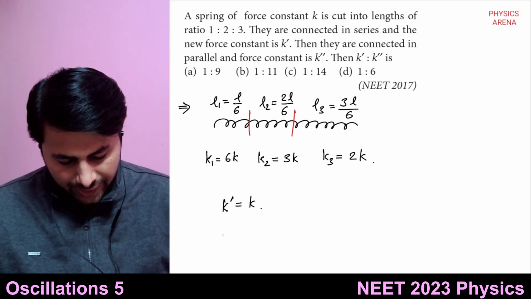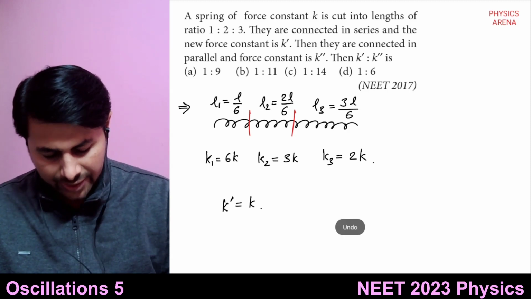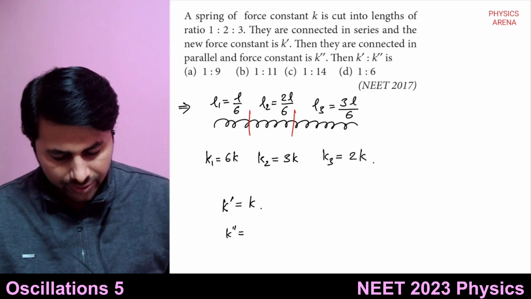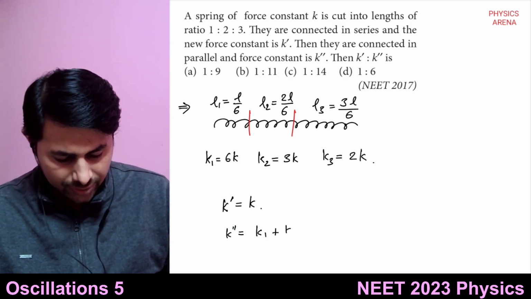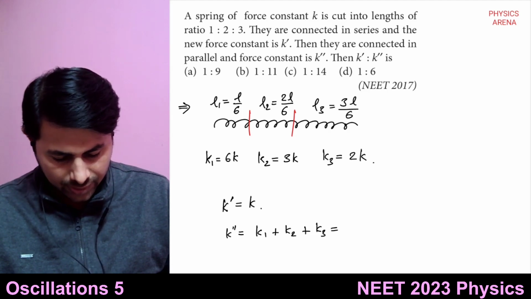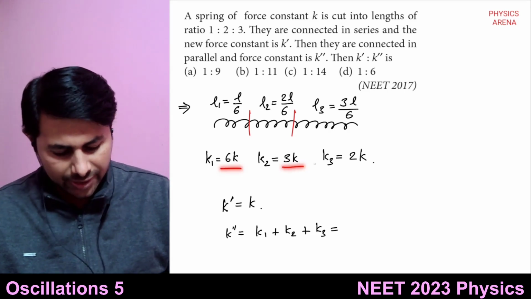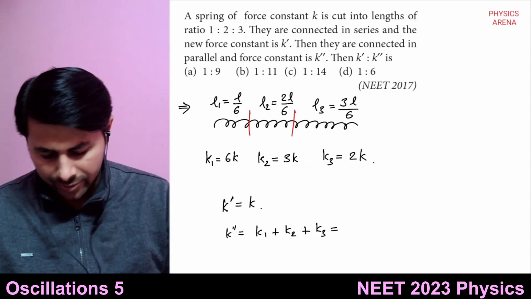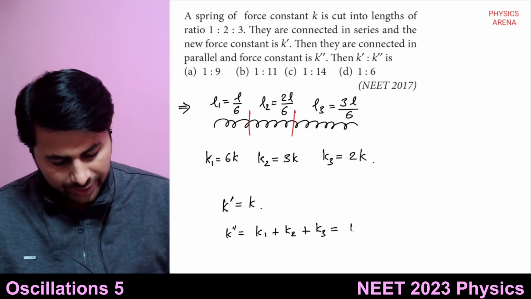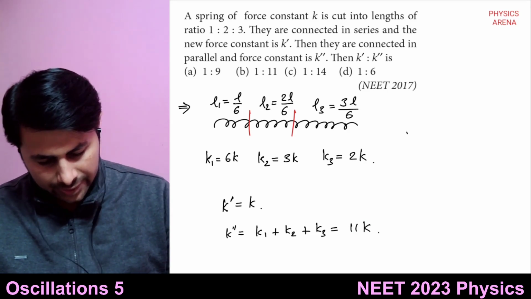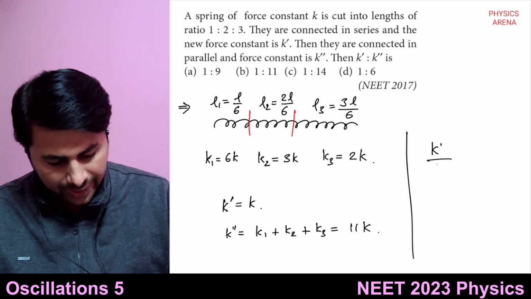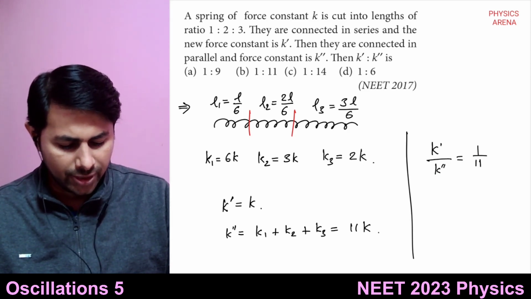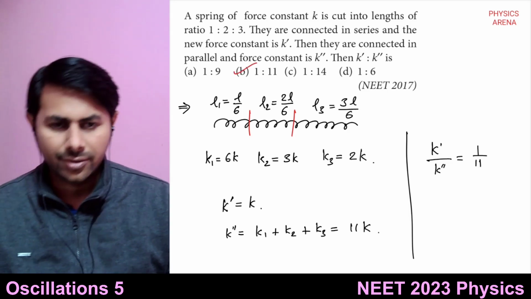Then K double dash, when they are connected in parallel, is equal to K1 plus K2 plus K3. It is 6K plus 3K plus 2K. 6 plus 3 plus 2 is 11. So it is 11K. And then if you take the ratio, K dash is to K double dash equals K upon 11K, or 1 upon 11. It's option B.